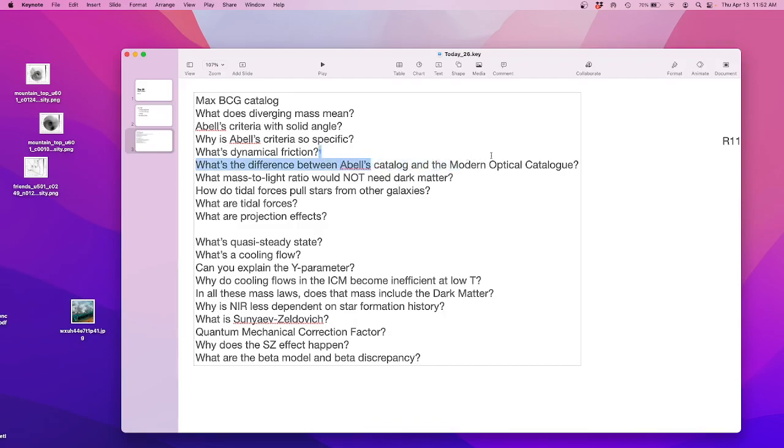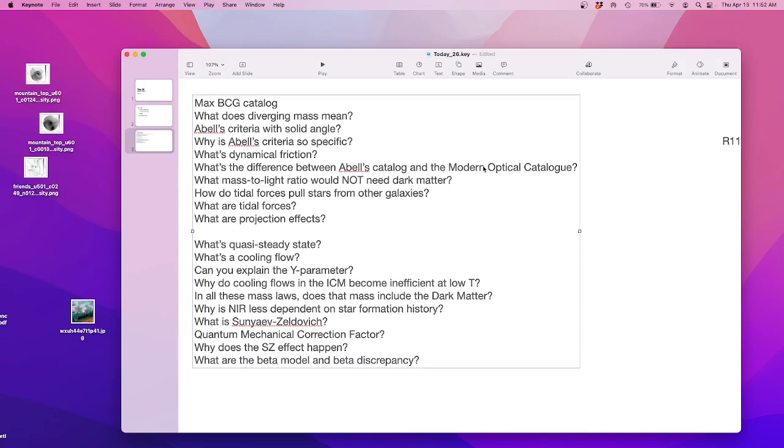What's the difference between Abel's catalog and the modern optical catalog? The modern optical catalogs get to use color, and they get to use redshift information in ways that are more sophisticated than what Abel was able to use, because Abel had a plate of glass with little black dots on it, and we have computer knowledge and color knowledge. So the modern optical catalogs have a lot more information and are a lot more thoughtful.